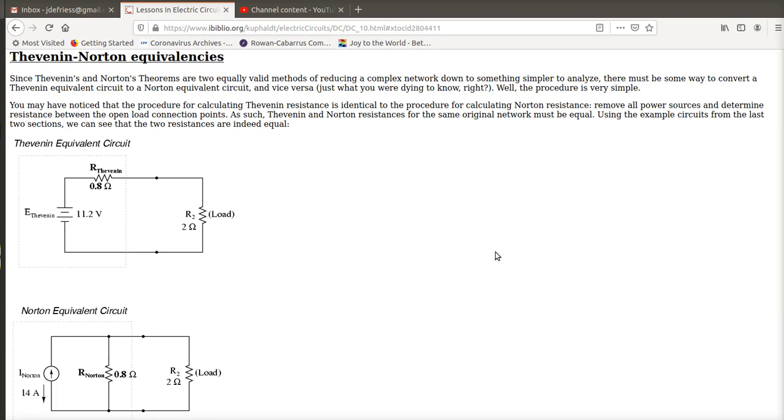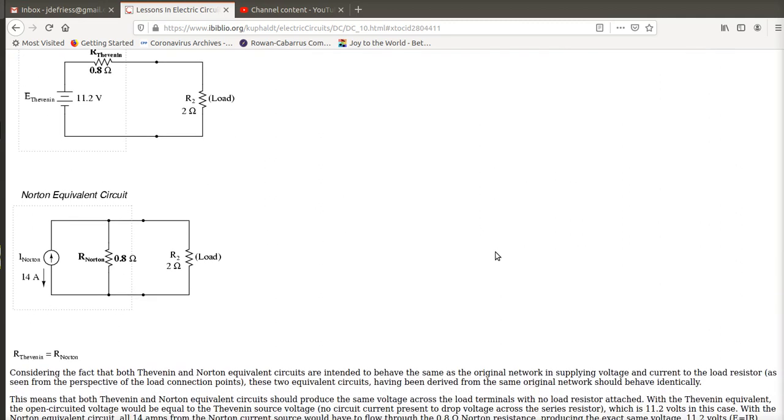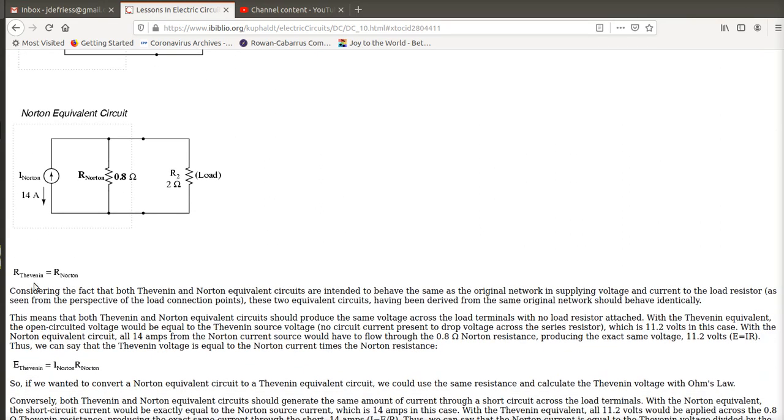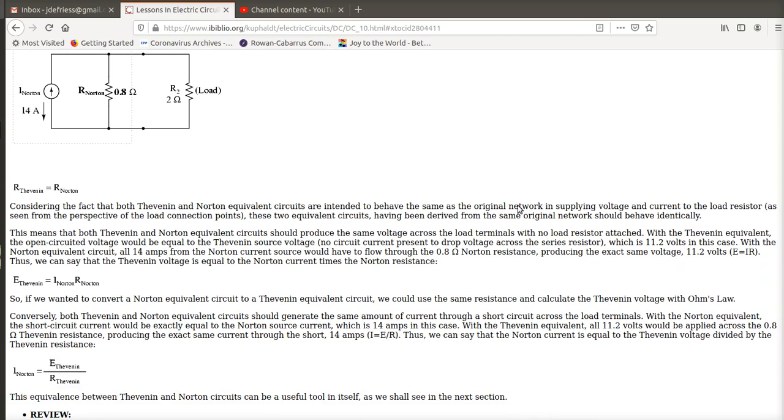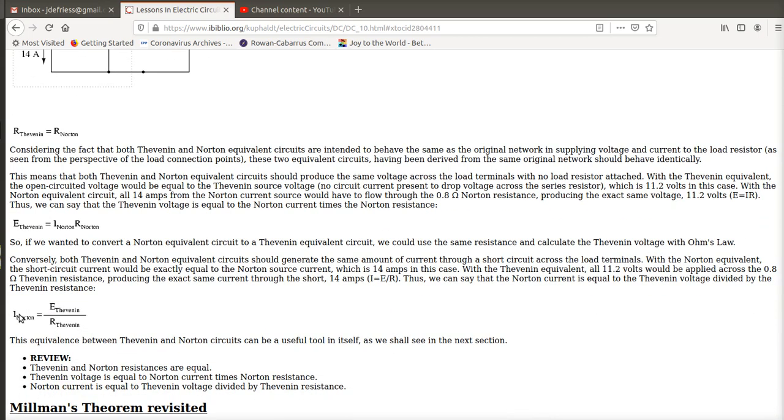Now, how do I convert between? Well, he does it for you. Your Thevenin resistance and your Norton resistance are the same. And then your voltage Thevenin is equal to your current Norton times your resistance Norton. So I times R is E. And if I scroll down, your Norton current is your V Thevenin divided by your R Thevenin. So the conversions are pretty easy.